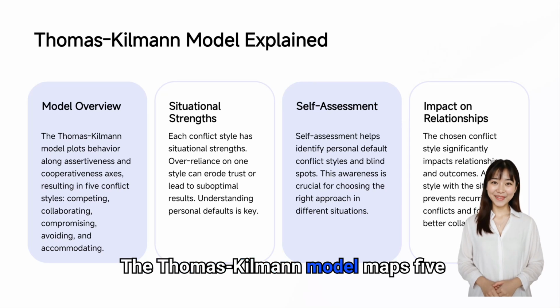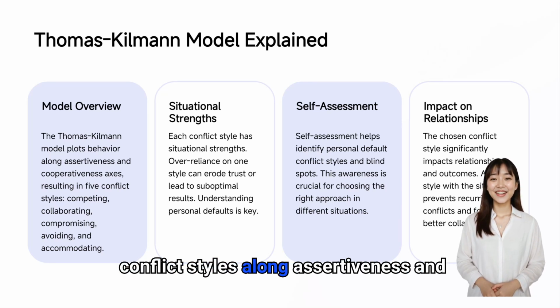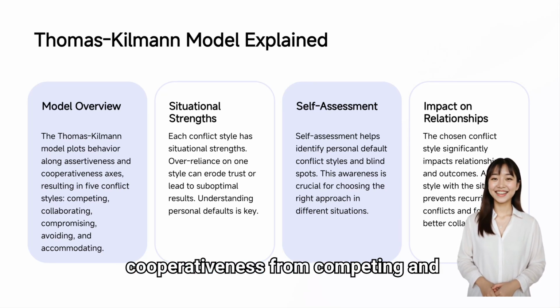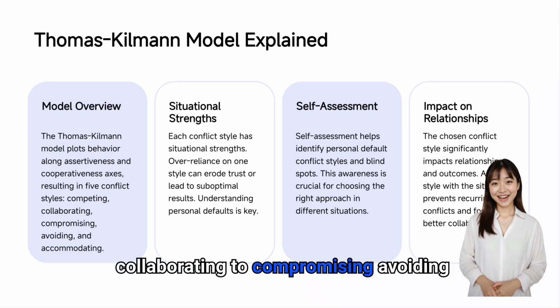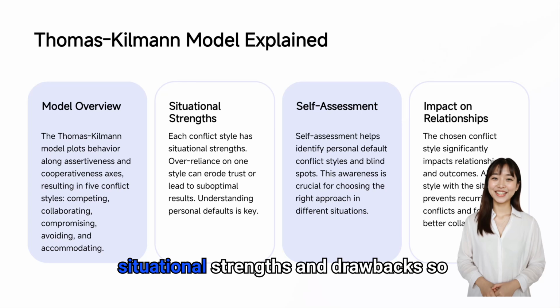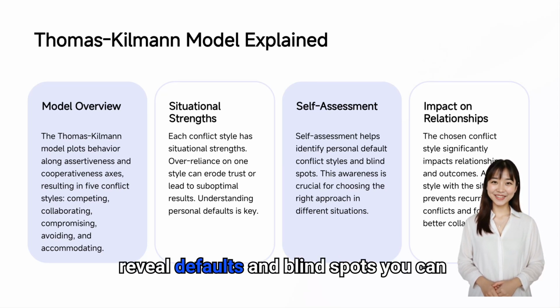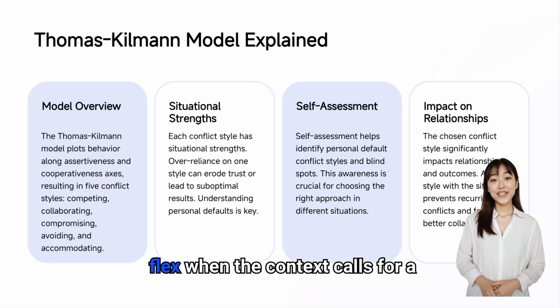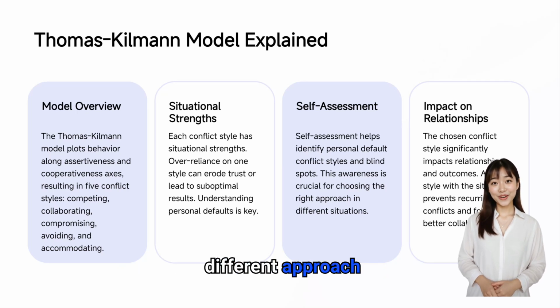The Thomas-Kilmann model maps 5 conflict styles along assertiveness and cooperativeness, from competing and collaborating to compromising, avoiding, and accommodating. Each style has situational strengths and drawbacks, so doing a quick self-assessment helps reveal defaults and blind spots you can flex when the context calls for a different approach.